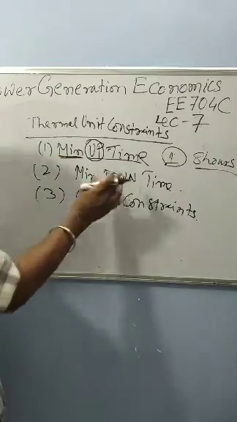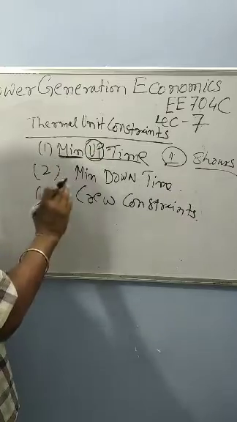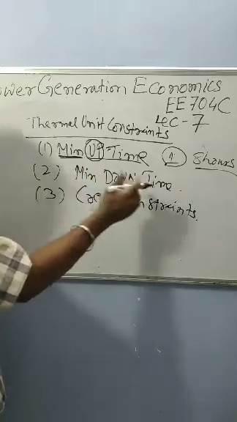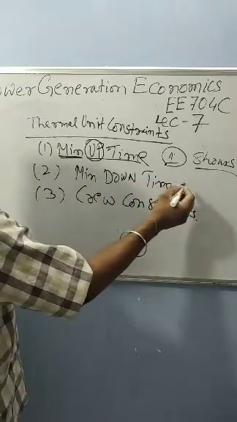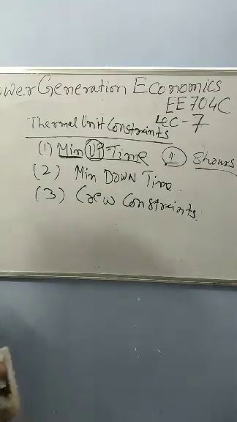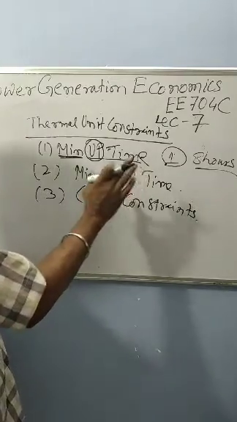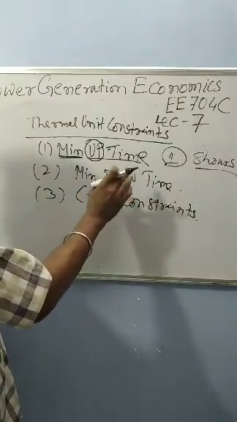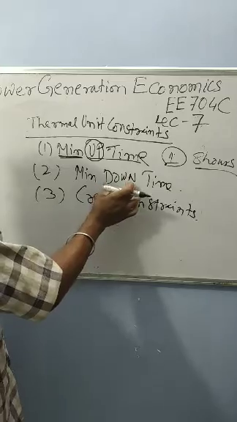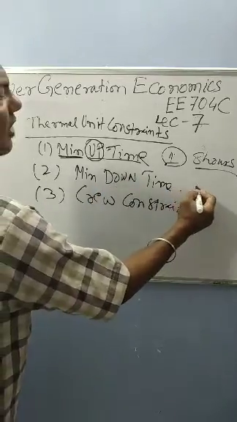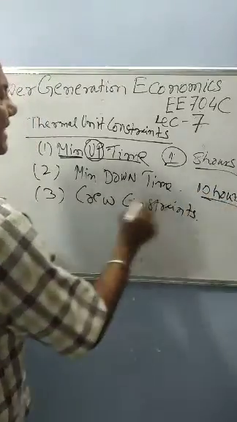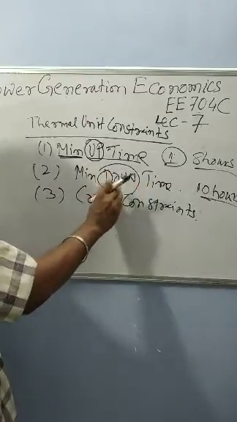Similarly, minimum downtime. If the unit is off for a certain stage, we can't start it immediately. Suppose it has been down for the last half an hour, and we start it immediately for the satisfaction of our load. That is not feasible. We should not start it if it has been shut down for a small amount of time. If there is a minimum downtime, maybe 10 hours, we have to maintain it. After 10 hours, it can be decided whether it should be operated or not.